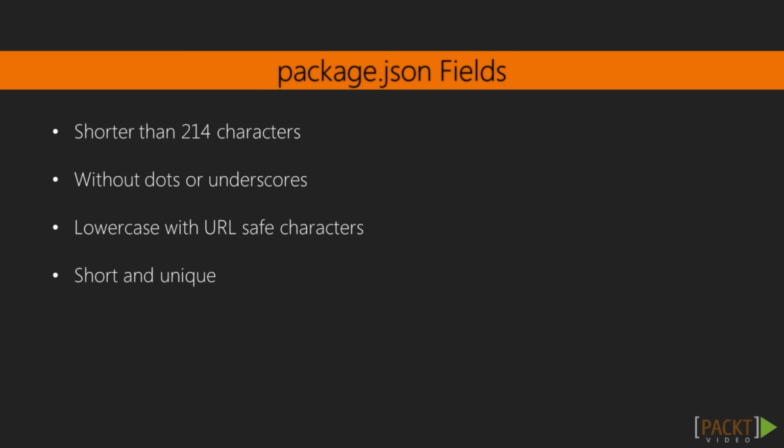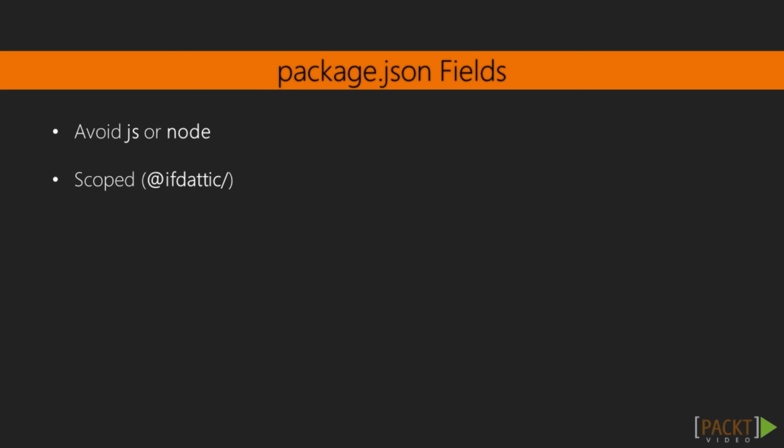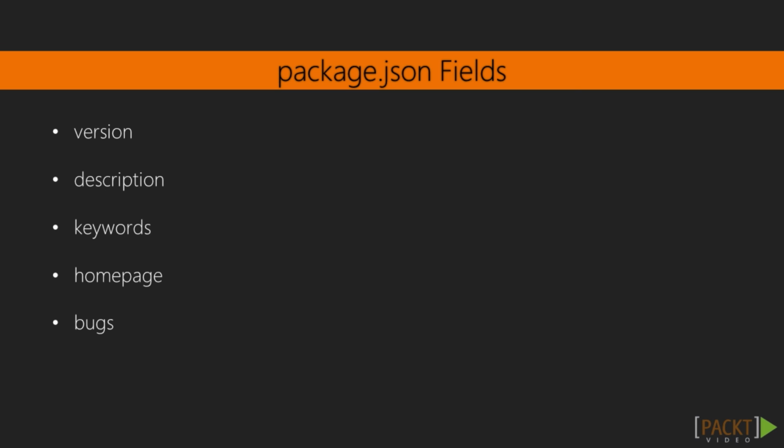The name field has some rules, like being shorter than 214 characters, without dots or underscores, in lowercase, with URL-safe characters. It is advised to keep it short and not use the name which is already taken. Avoid putting JS or Node in the name, as it's assumed you're already making a JavaScript package. The name can be scoped if it is preceded by an @ symbol and followed by /. The version field should use semantic versioning and be parsable by semver parser.